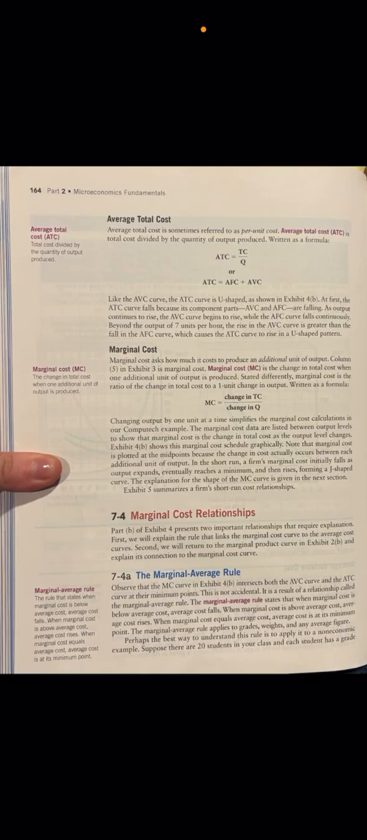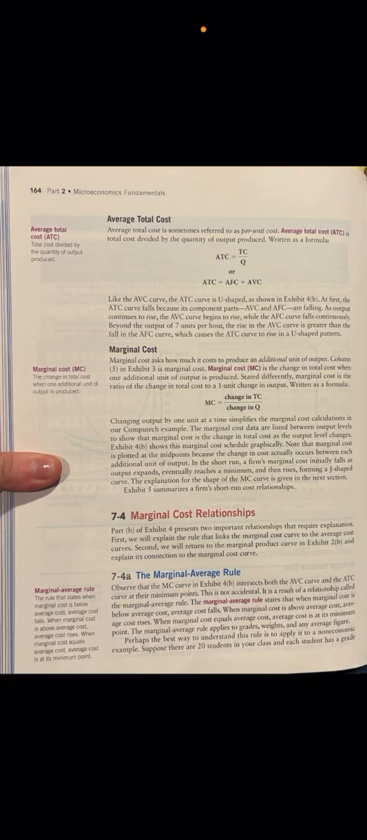Observe that the MC curve in Exhibit 4B intersects both the AVC curve and the ATC curve at their minimum points. This is not accidental. It is a result of a relationship called the marginal average rule. The marginal average rule states that when marginal cost is below average cost, average cost falls. When marginal cost is above average cost, average cost rises. When marginal cost equals average cost, average cost is at its minimum point. The marginal average rule applies to grades, weights, and any average figure.